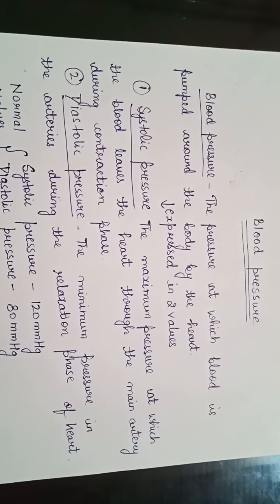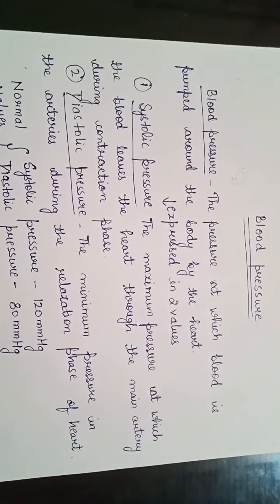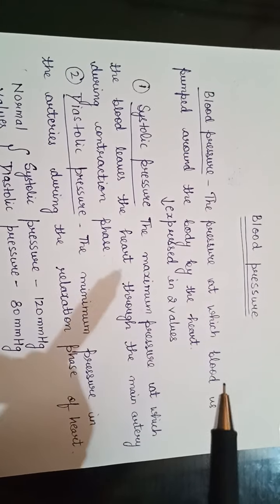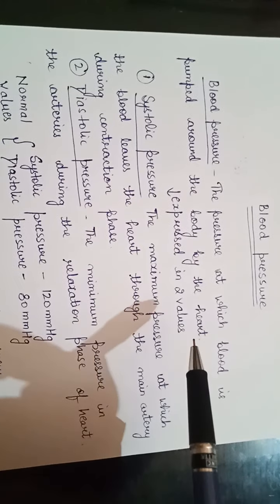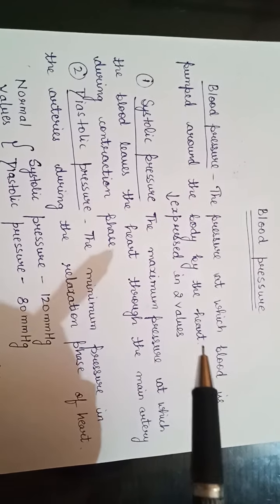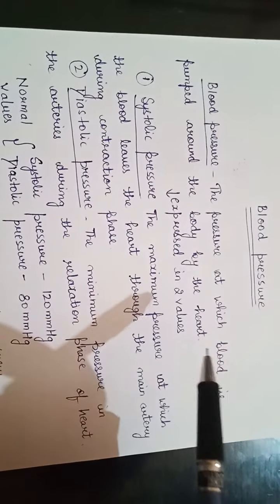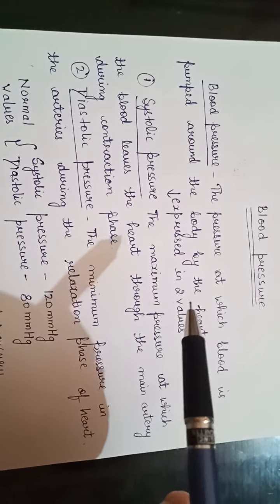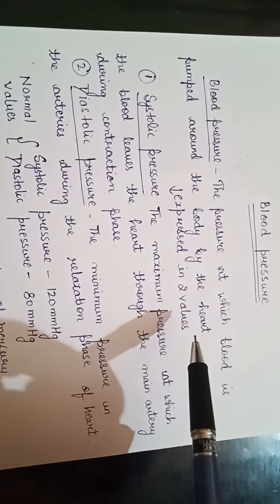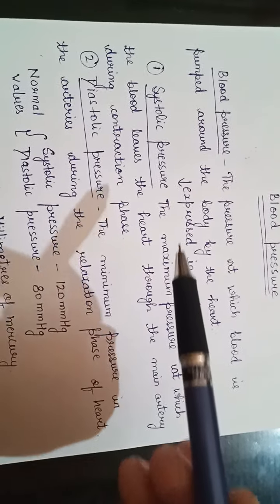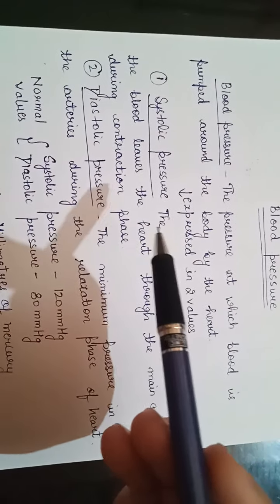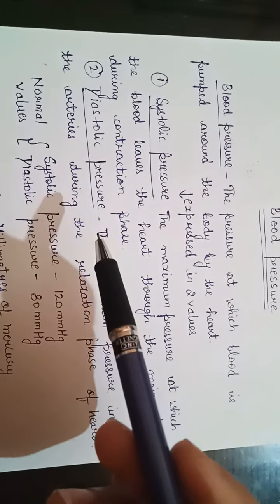Now what is blood pressure? Blood pressure means the pressure at which blood is pumped around the body by the heart, and it is expressed in two values: one is systolic pressure and the other is diastolic pressure.